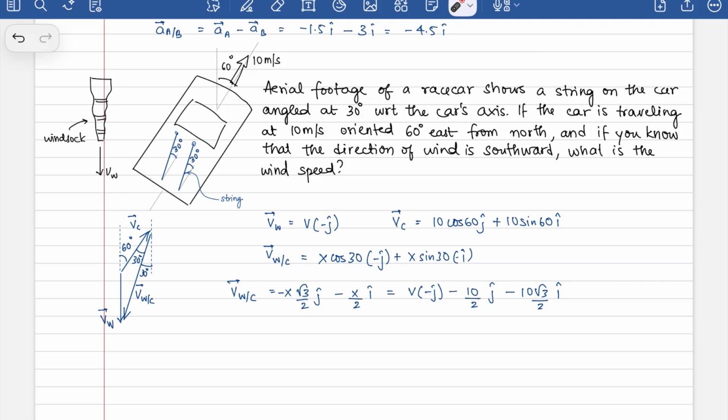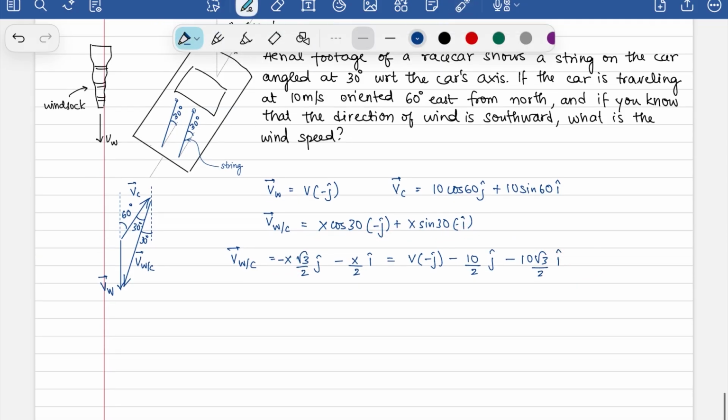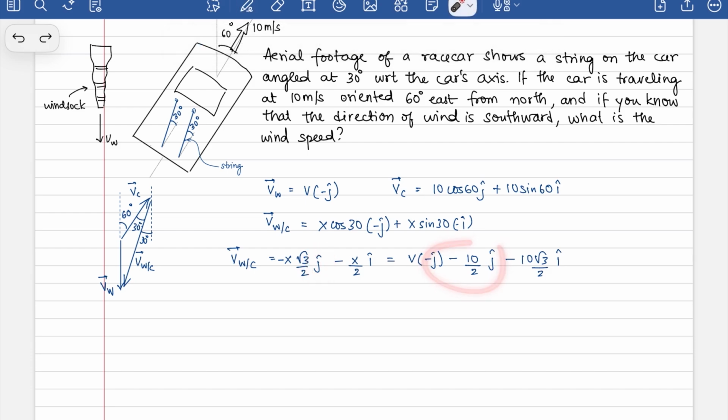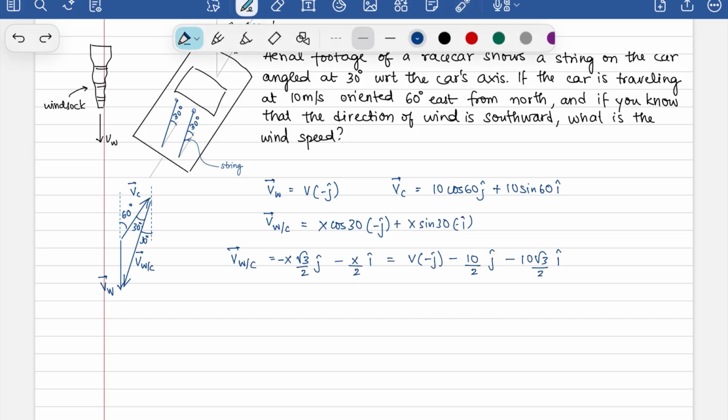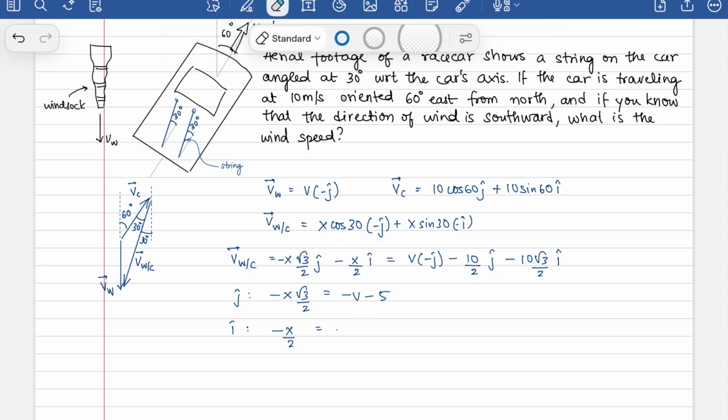So this now is your new, well, it's just from the relative motion analysis, but if you were to now relate the j hat components together, that's by doing a dot product with j hat, you will get one relation as minus x root 3 over 2 is equal to minus v minus 10 by 2, or minus 5. That's one relation. And the other relation from i hat, you will obtain minus x by 2 is equal to minus 10 root 3 by 2, or minus 5 root 3.